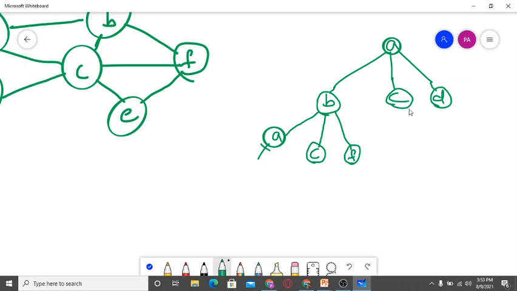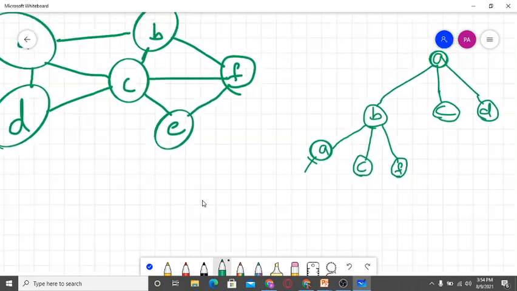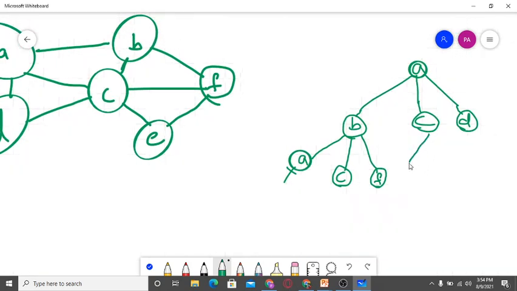Now in the same way we need to do for the C. From C, in the graph, I can go to A, I can go to D. Okay, from C to D, I can go to B, I can go to F, as well as I can go to E. Okay, so there are four possibilities for the C.